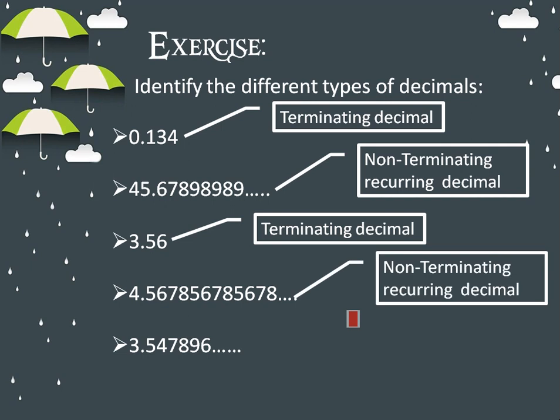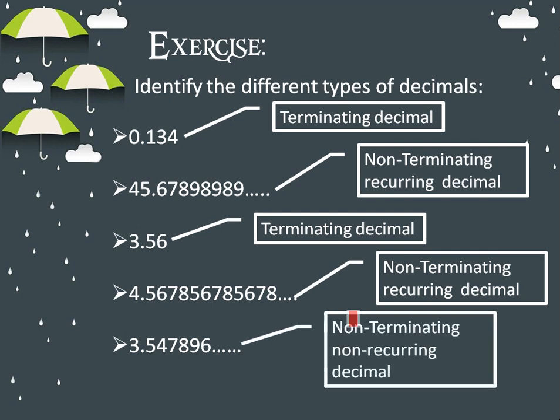The last question, 3.547896. In this one, the digits are not terminating. We are getting an infinite number of digits in the decimal part, but there is no digit or block of digits that is repeating itself. So this is a non-terminating, non-recurring decimal.